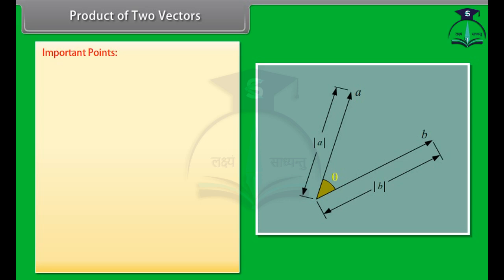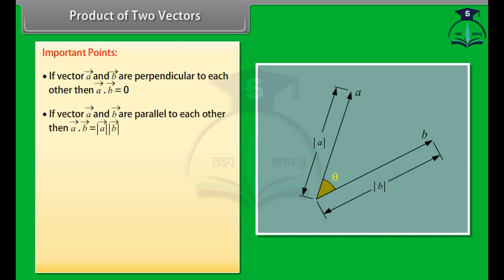Important points. If vectors A and B are perpendicular to each other, then the dot product of vectors A and B is 0. If vectors A and B are parallel to each other, then the dot product of vectors A and B is the magnitude of vector A times the magnitude of vector B.